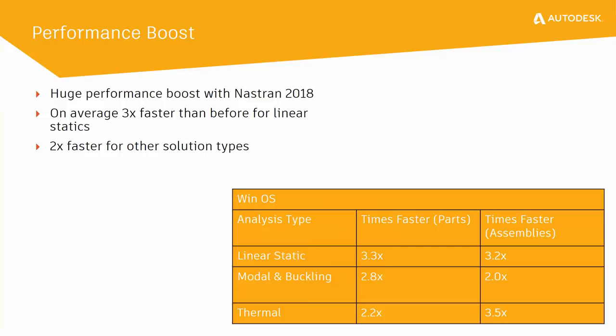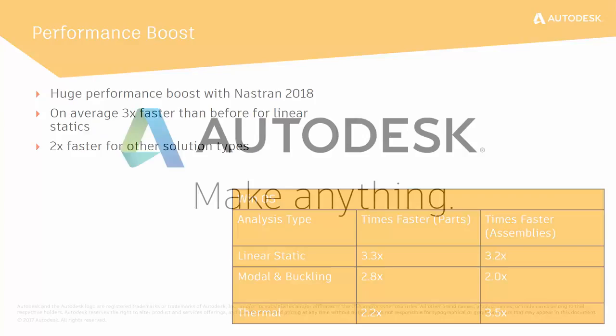The final enhancement we're going to look at today is the performance boost to analysis speed across the board. With the improvements made in Autodesk Nastran 2018, we are seeing linear analyses run 3 times faster on average, modal and buckling 2 times faster, and thermal analyses running between 2 and 3 times faster for parts and assemblies.